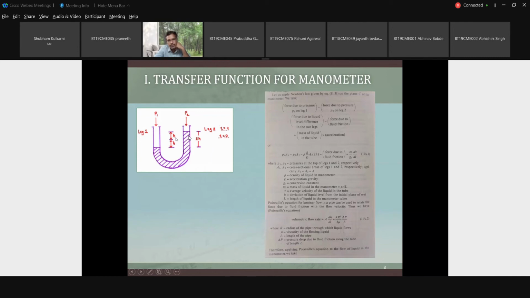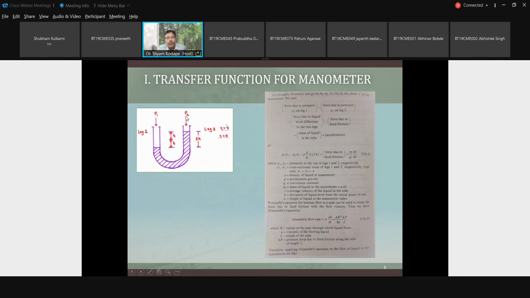H will be the output, and because of what it is changing, that will be the input. So what is the input? Pressure difference will be the input, correct.